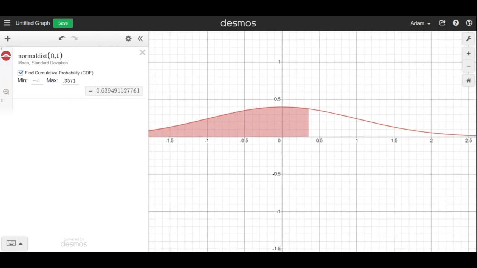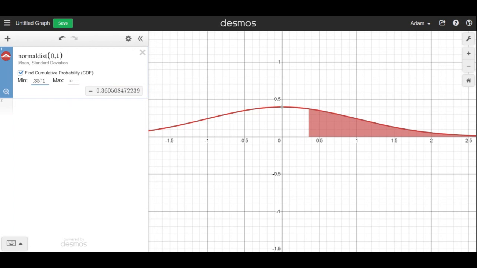Now, if you want the area between, take the smaller z-score, which is 0.3571. The bigger one we get is, what was that bigger one? 1.0714. So the percentage of data values between the two, we want the area. You can see from Desmos, we get this. I mean, you could subtract, which is essentially what we did, but you can also get it directly from Desmos.